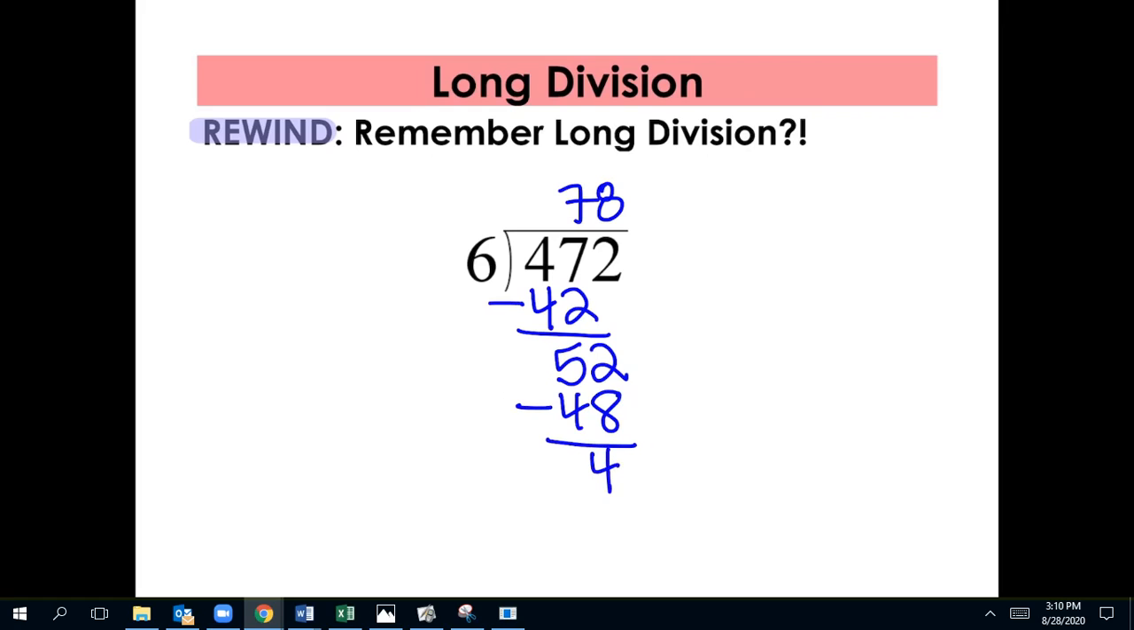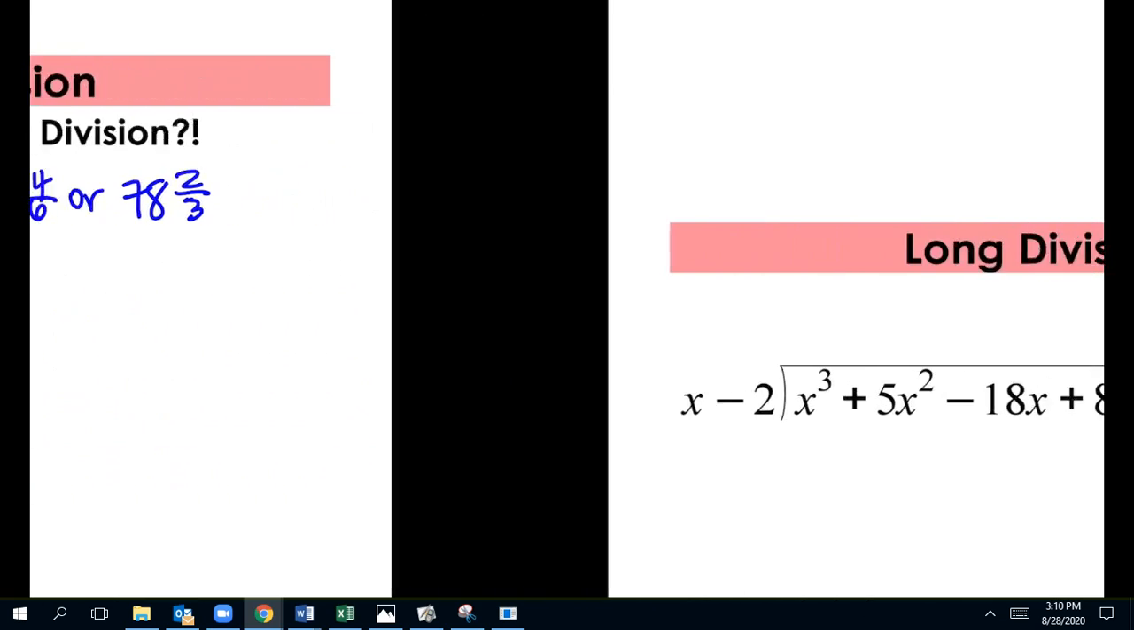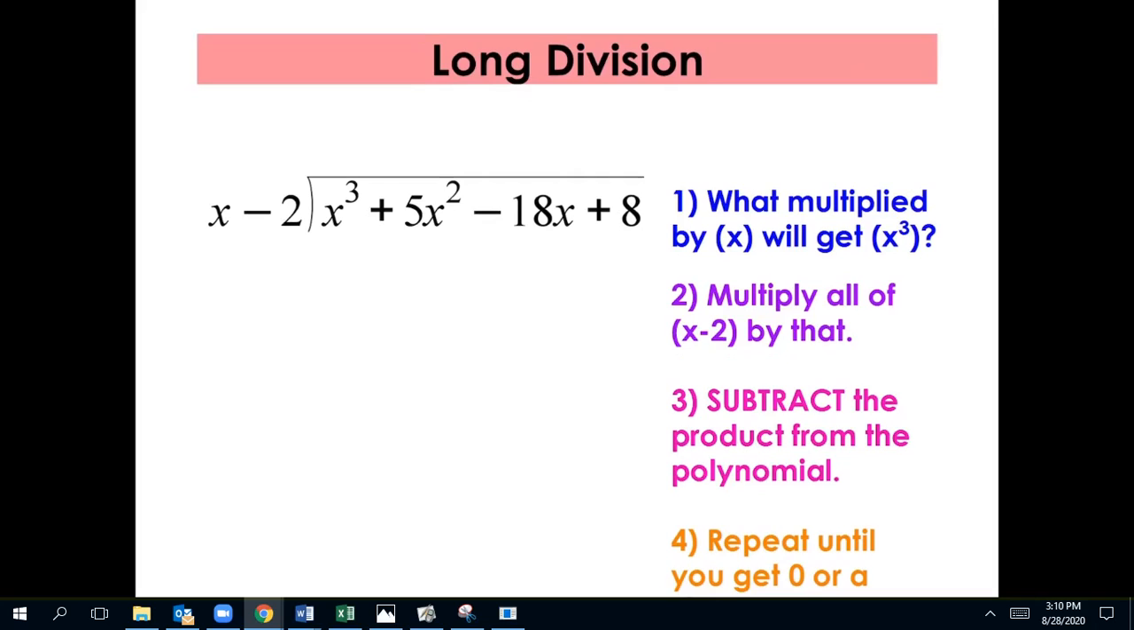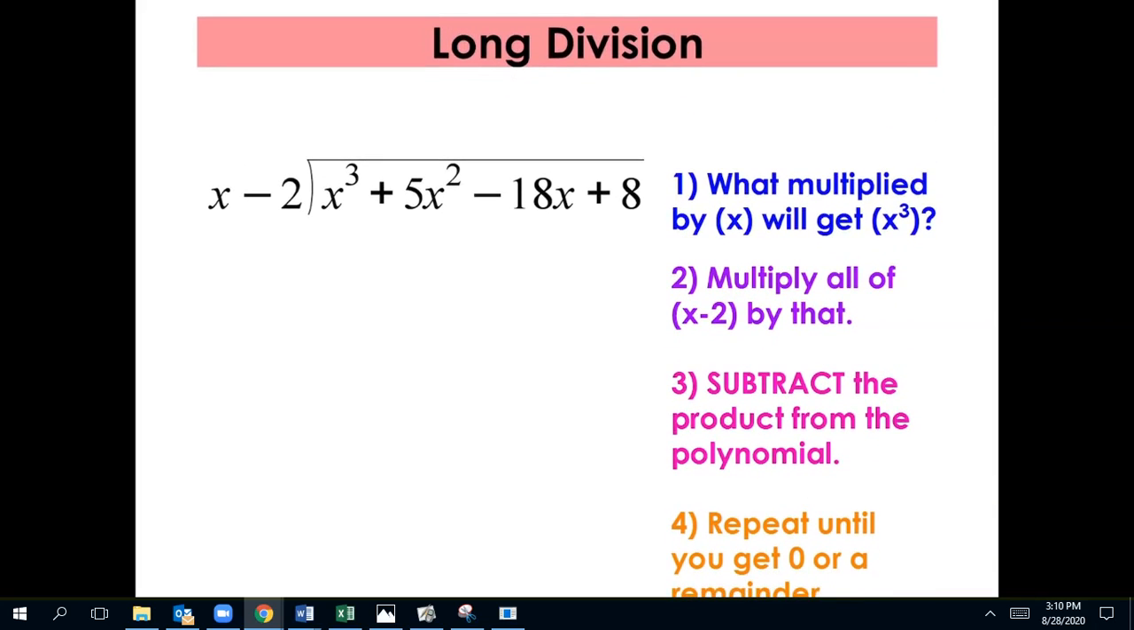Now 6 doesn't go into 4 at all, and I don't have any numbers left. So for this class, we're going to stop here. I know that you could bring out a decimal, but we're not doing decimals with polynomials. So we'll stop here, and we can write 78 and 4/6, or 78 and 2/3, as our answer. Or sometimes we just write remainder of 4. That's fine too. You'll see it a bunch of different ways. So we're going to use that method with long division. Remember, at any point, if you need to pause and go back and look, feel free.